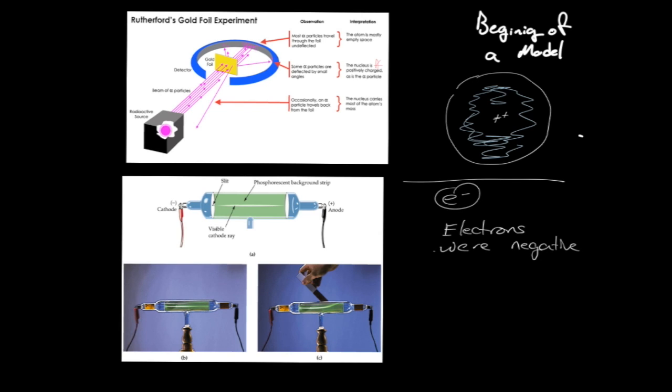After decades of study and hundreds of experiments, we were able to construct a model of the atom, the model of the atom that we use today. Okay, so we know that the atom's nucleus contains protons, and the protons have a positive 1 charge, right? So they have a positive charge.